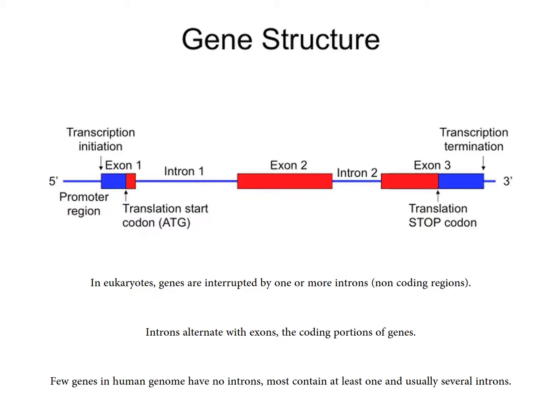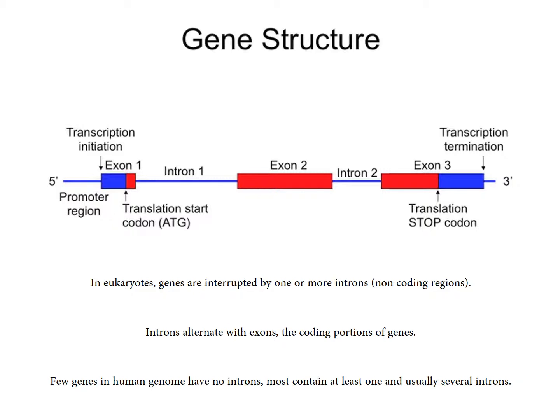So what is the gene structure? What is this structure of genes? Basically, this is the structure of a typical eukaryotic gene, and what you find here is that you have a 5' region, a 3' region, and then you have the transcription initiation, the translation start codon, the translation stop codon, introns, and exons.